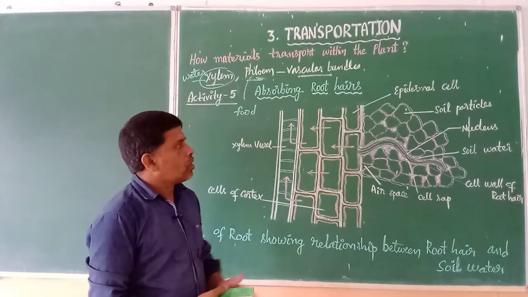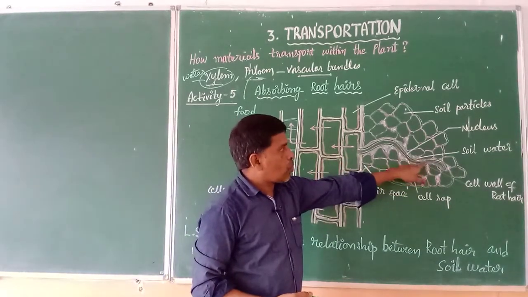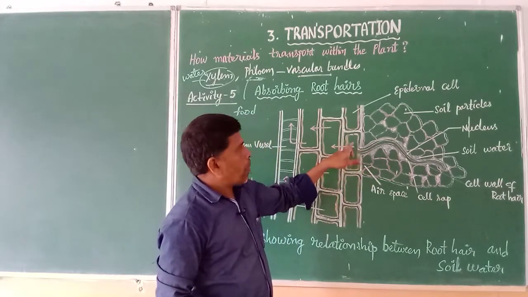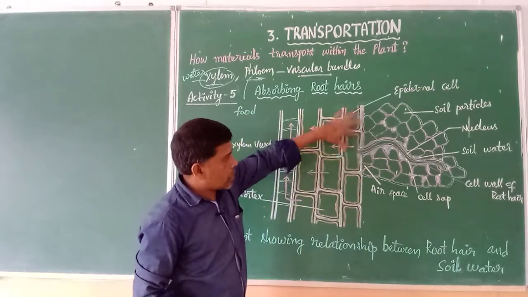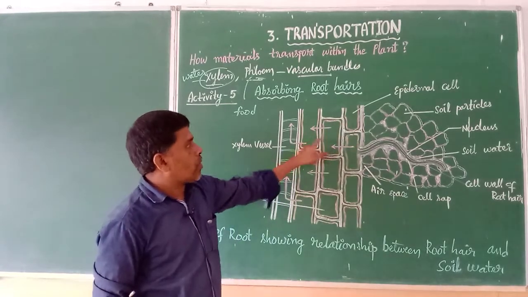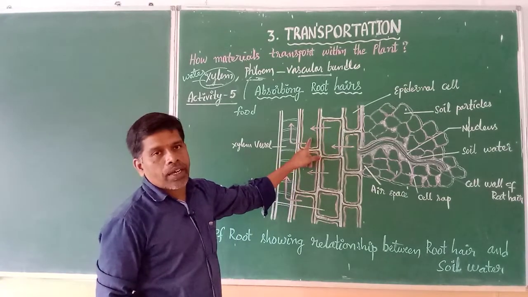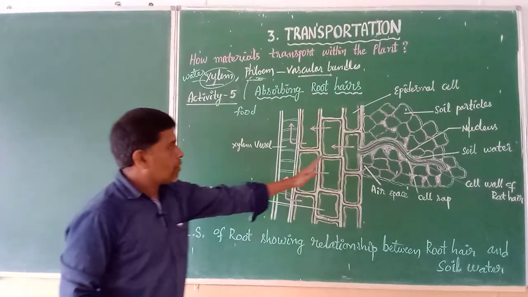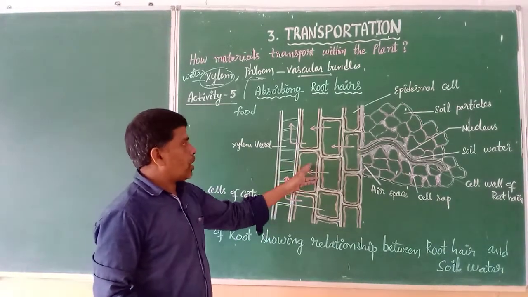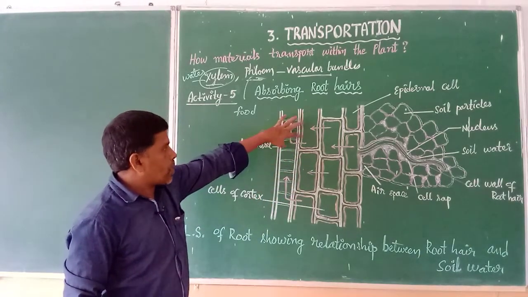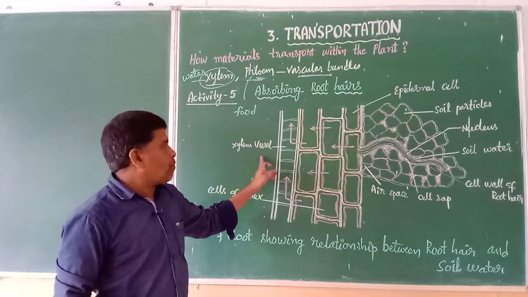So the very first, you can see here, this is the root hair. The root hair developed from the epidermal cells. The first layer of the cells here we call the epidermal cells. Next to it we have two rows of cells, which are called the cells of cortex. Finally, on the innermost side we have one long tube-like structure which is called the xylem vessel.